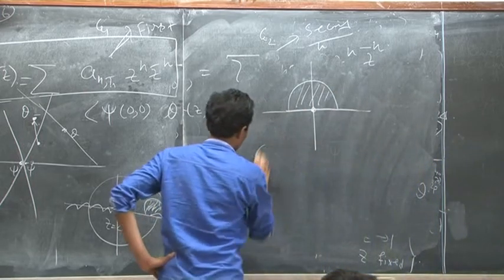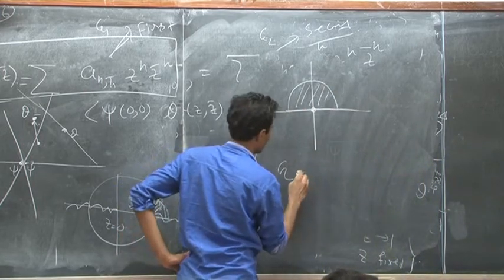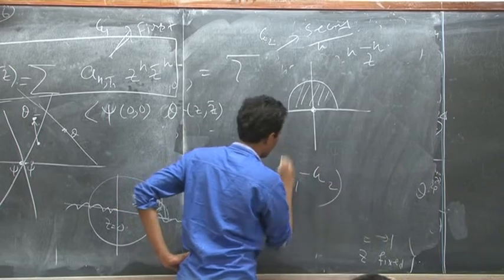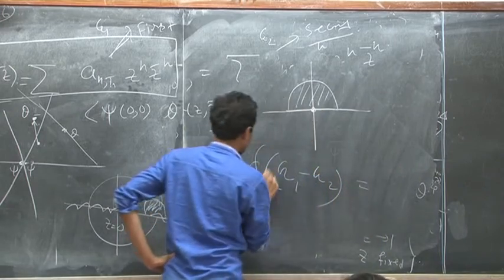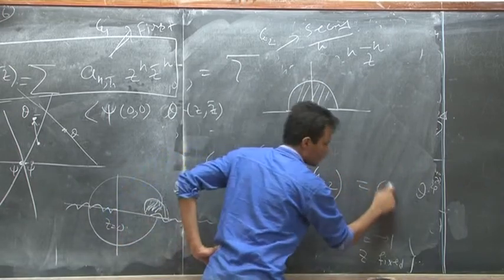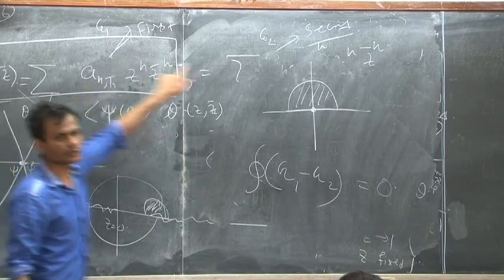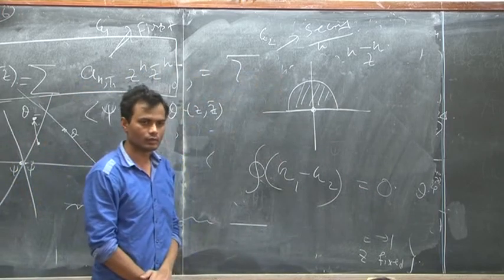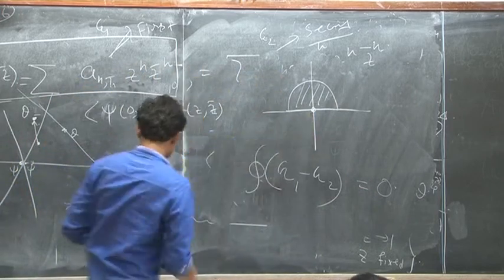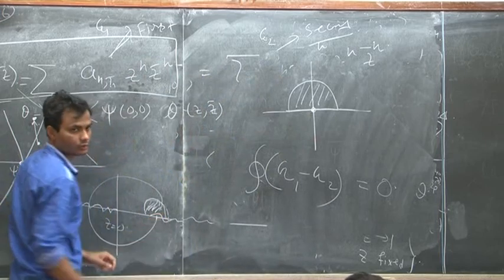So what I'll do is that G1 minus G2 integrated over this is 0. I missed actually saying what G1 and G2 are. G1 is the first sheet answer, G2 is the second sheet answer. And what is the special point? This point is this point. G is equal to 1.